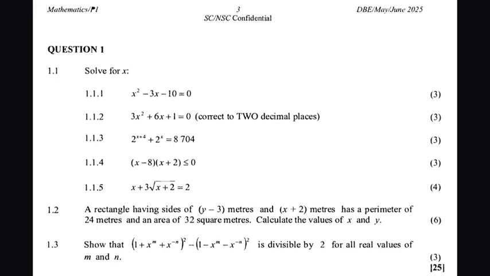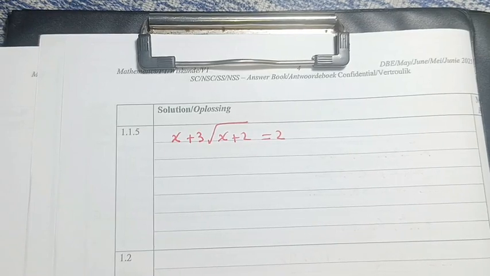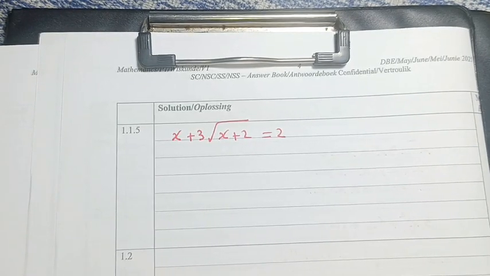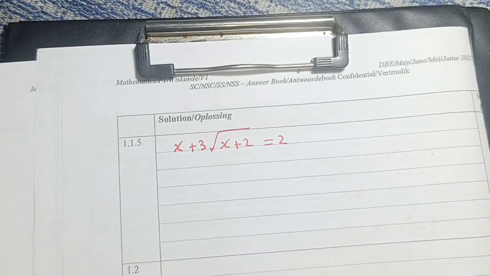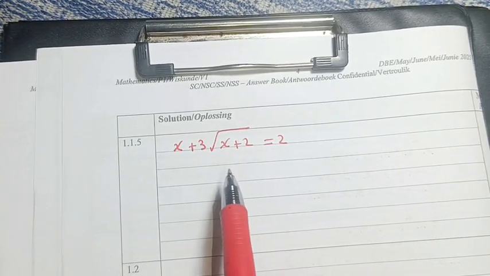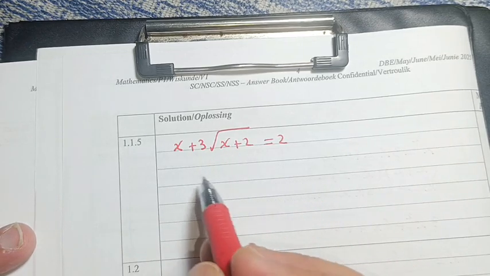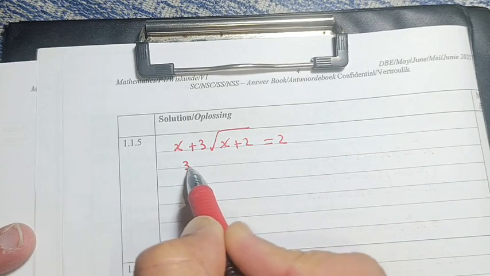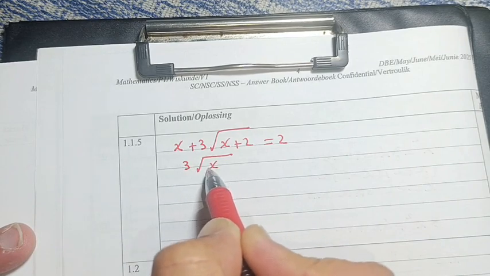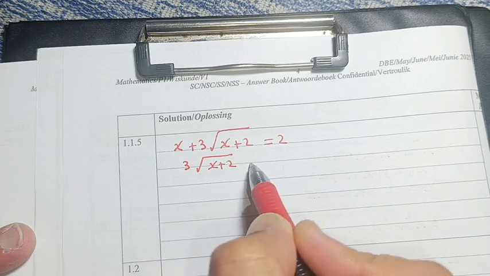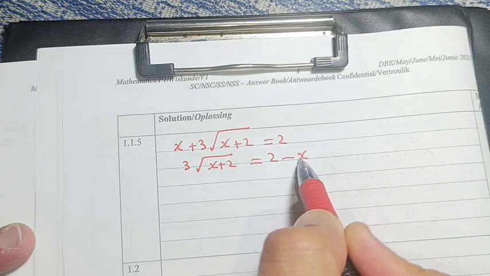1.1.5, this is a surd equation question. This is a question where a square root is involved. First, I'm going to pull the x to that side. So it's going to be the square root of 3x plus 2 is equal to 2 minus x.